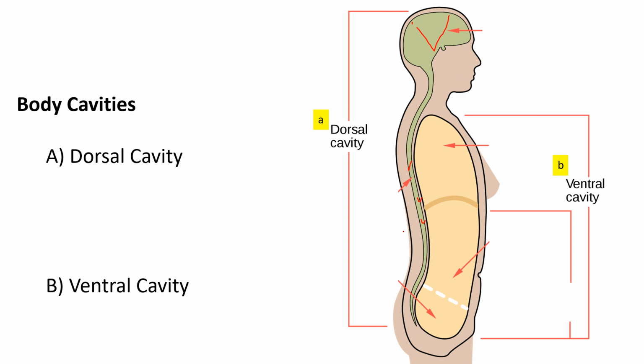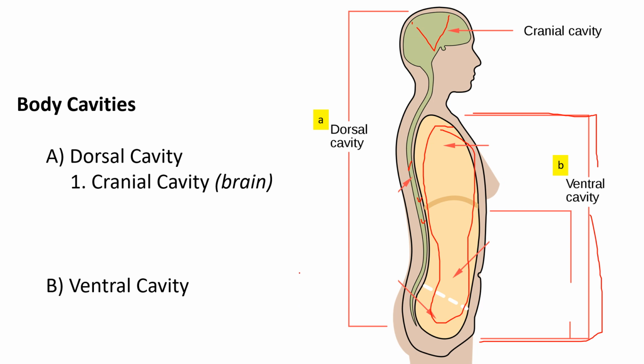Now, the ventral cavity is going to be what's on the front. Remember, that's what ventral means, and that's going to be labeled B. It is all of this beige color. All of that is going to be the ventral cavity. Look at your bracket here and where it goes. It goes through all that, so that lets you know that's the ventral cavity.